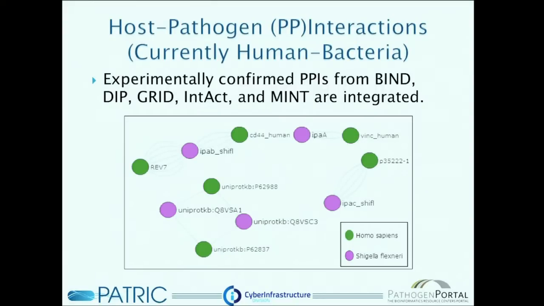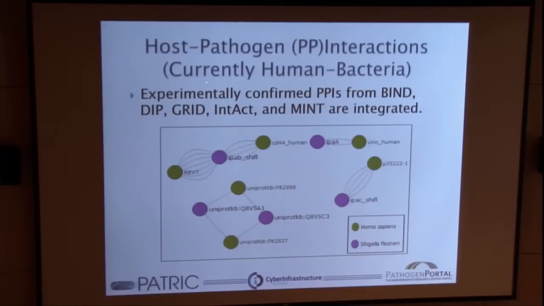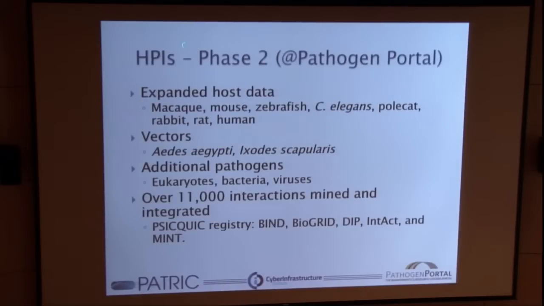So once again, we started off with things where at least there was data, and we could do something, which is host pathogen protein-protein interactions, initially just human bacteria. And there are great resources out there. The question would be, how do you aggregate this data, clean it up, and then present it? Presentation, of course, we're reusing tools that are out there. Phase 2 is getting ready to be done at the Pathogen Portal.